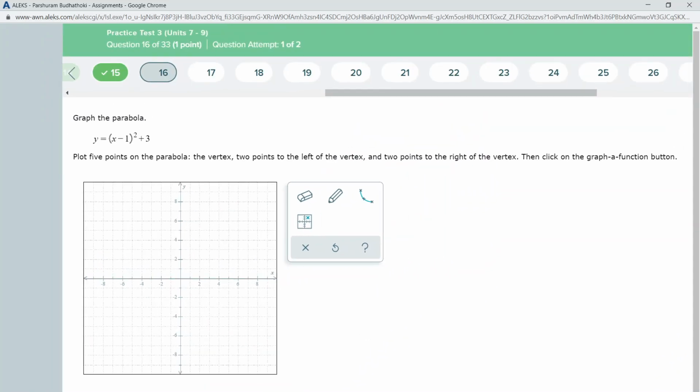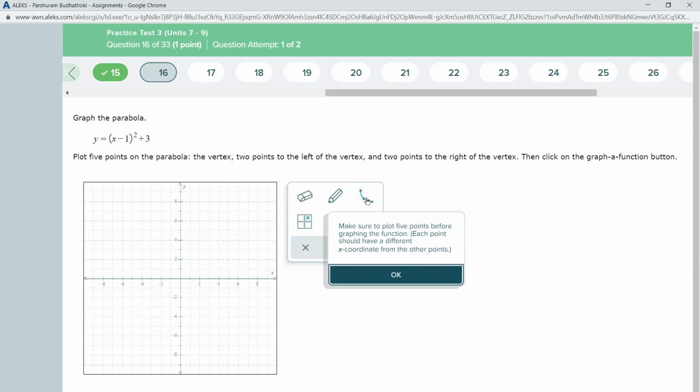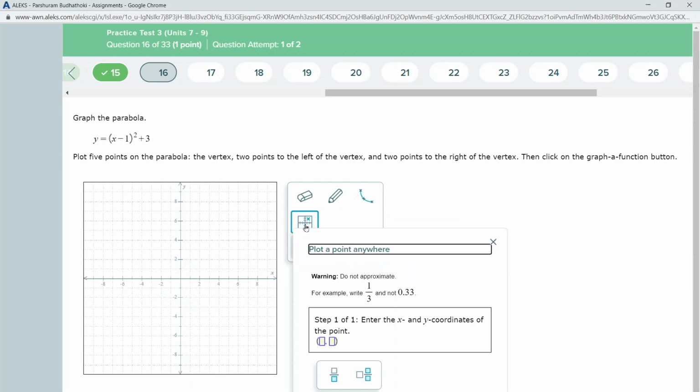What is that? Make sure to plot 5 points before graphing the function. Okay, so let me plot the 5 points. The 1 point is 0, comma 4. Okay, that's the first point.